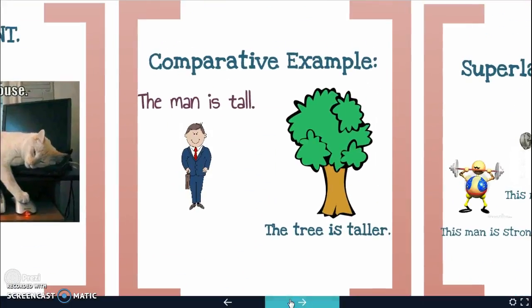Here's your example. The man is tall. Tall is describing man, or we can say the tree is taller. So again, we're comparing the man and the tree, and we're saying that the tree is taller. So we use that ER on the end of our adjective.